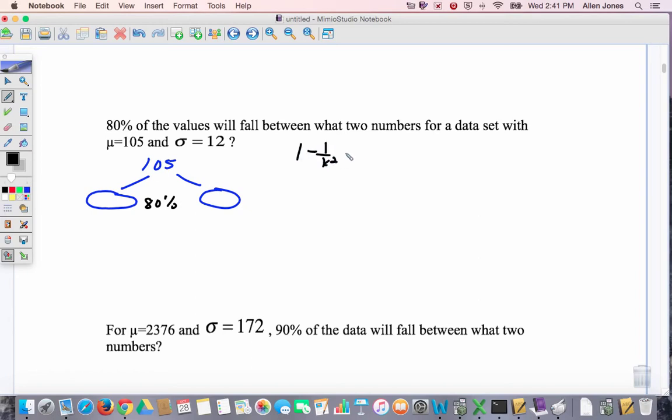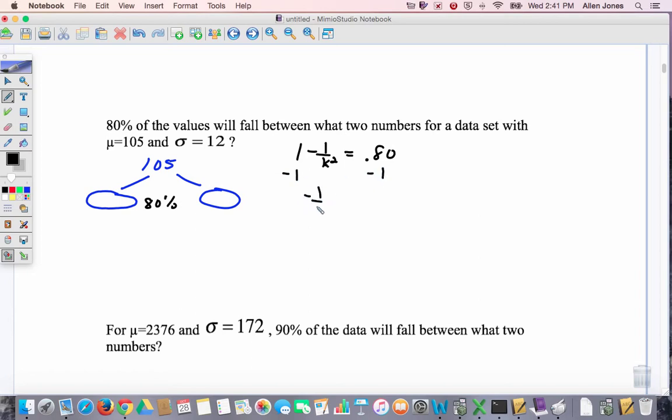Essentially what we're doing here is working backwards. We have our formula 1 minus 1 over k squared. We said earlier today that equals a percentage. Well, the percentage is 80%. So I'm going to use this equation to work backwards and find my k. Once I find k, I can multiply it by my standard deviation and add and subtract it from 105.